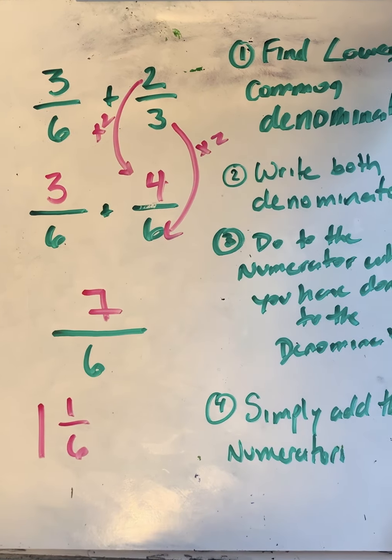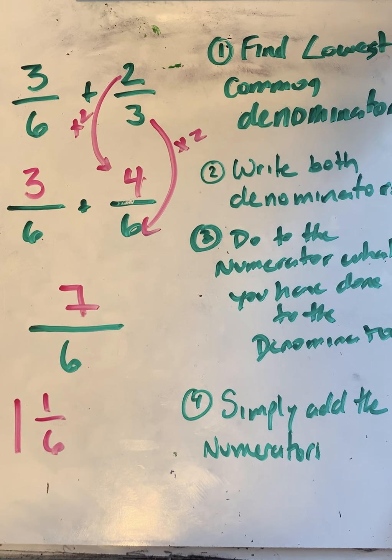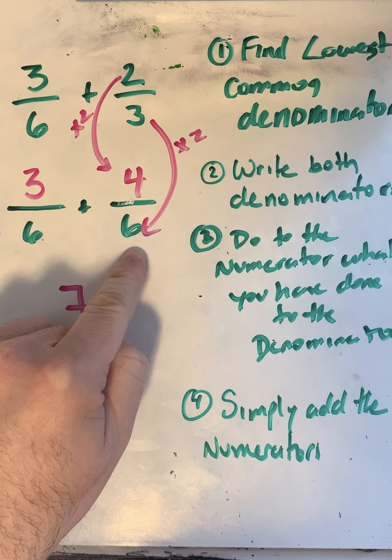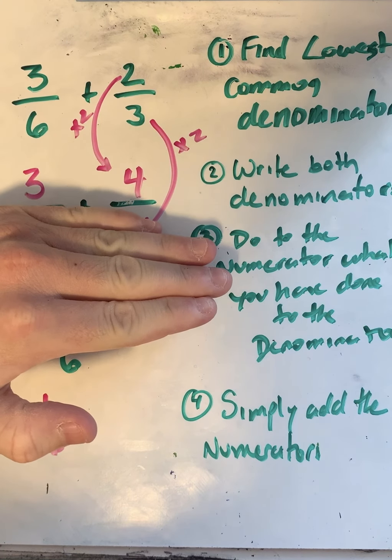So the key situation here is, at the point where you have the denominators that are matching, you want to pretend that the denominators don't exist anymore.